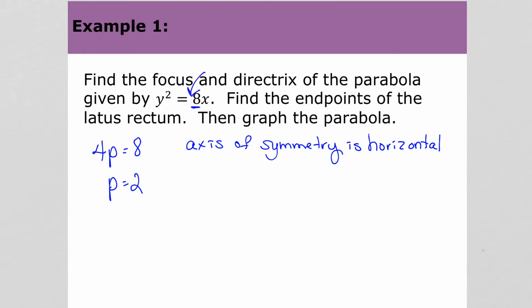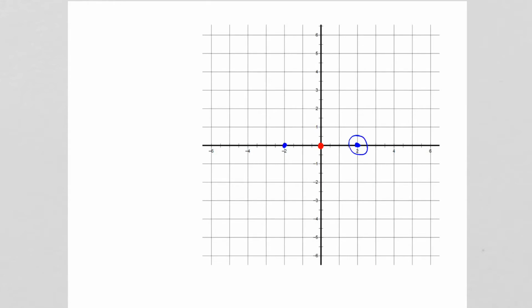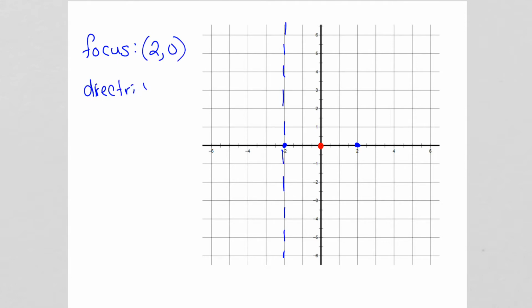Since this is a positive 8x, then that means that our parabola opens to the right. Which means that this one, if it's going to open to the right somehow, then that one on the right is our focus. So the focus is at 2, 0. So the other one, the one on the left, will tell us where our directrix is. Our directrix is x equals -2.